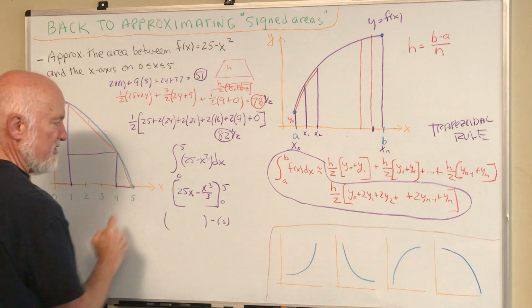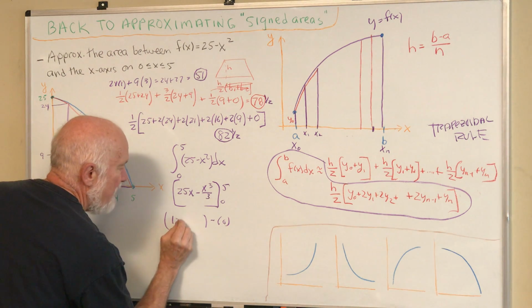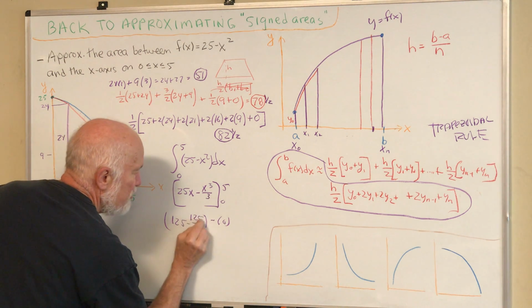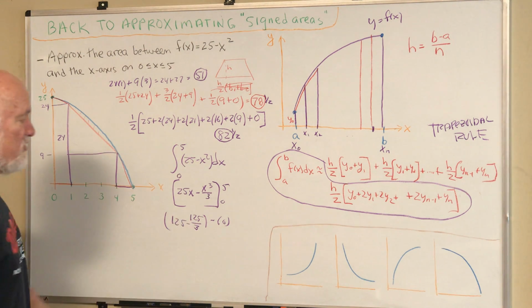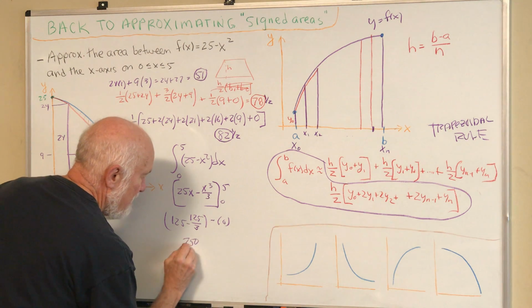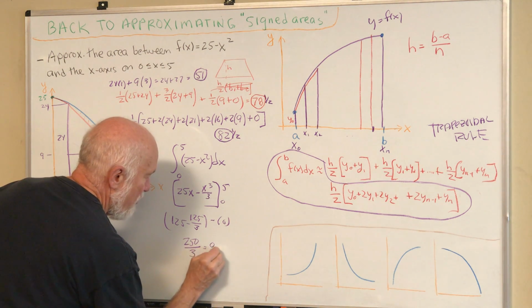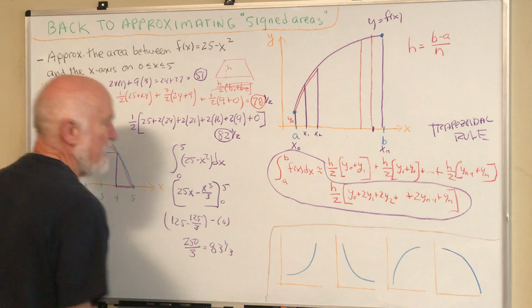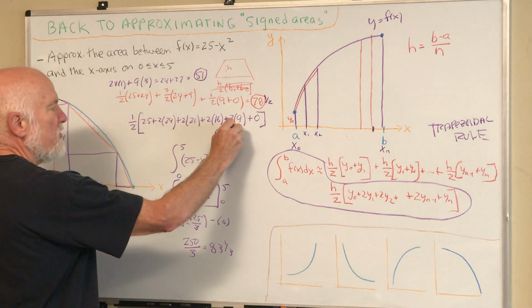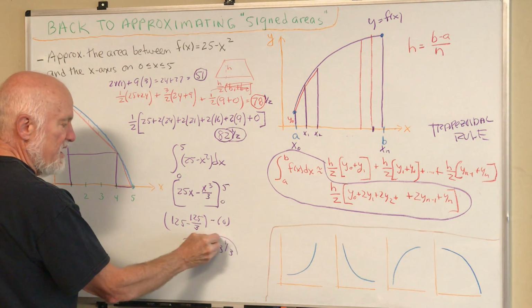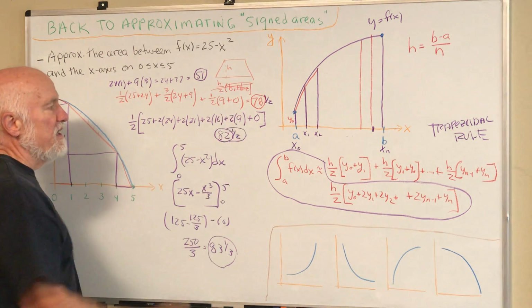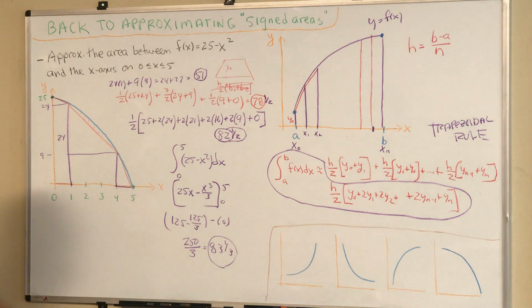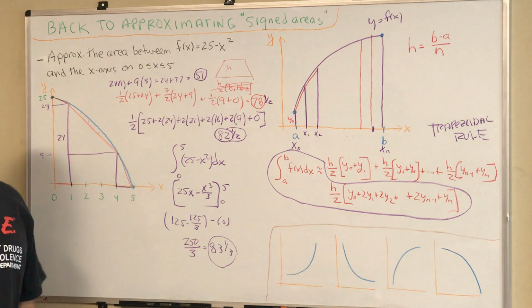And 0 is going to give us nothing, but we get 125 minus 125 thirds. Well, that's 375 thirds, so altogether you get 250 thirds, or 83 1/3. So I'm pretty sure that was 82.5. So you can see a little bit that this is really close to the actual. Quite a bit better than just doing 3 trapezoids, but those trapezoids were a lot better than doing the rectangles.